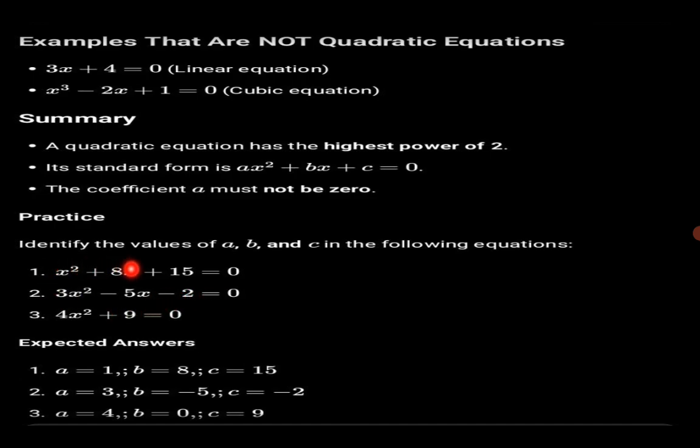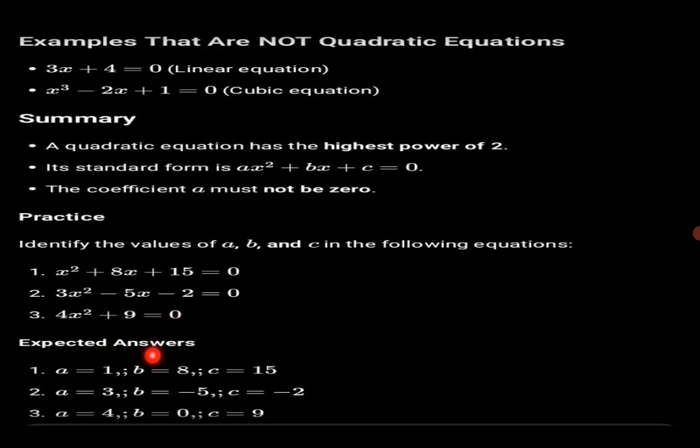Alright, so I'd like you to identify the values of a, b, and c in the following equations: x squared plus 8x plus 15 is equal to 0. 3x squared minus 5x minus 2 equals 0. 4x squared plus 9 equals 0.